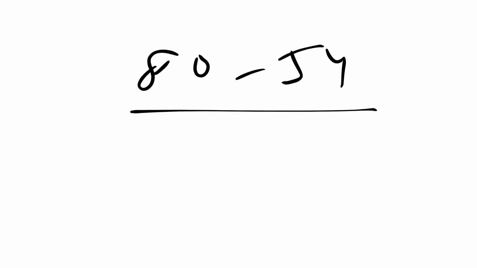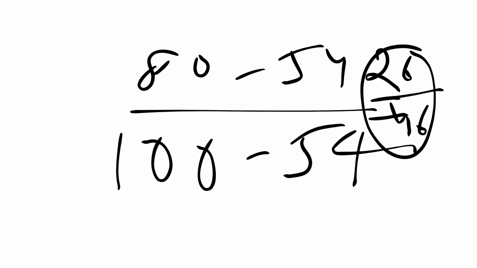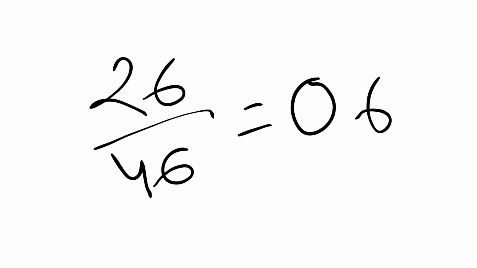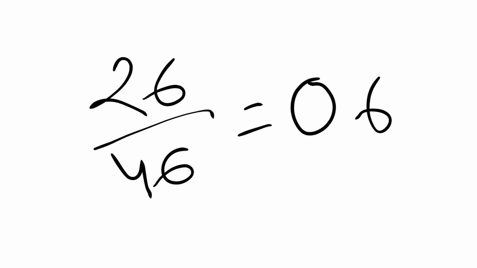Now calculate 80 minus 54 upon 100 minus 54. The final value will be 26 upon 46. So you just calculate 26 upon 46. It will be around 0.6. Okay, so now we see the table. It will be nearby moderate agreement. Okay, you understood? Thank you.